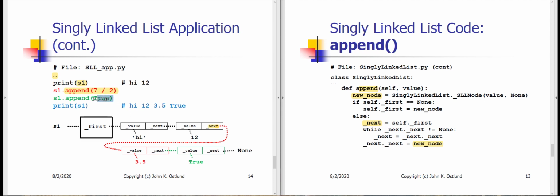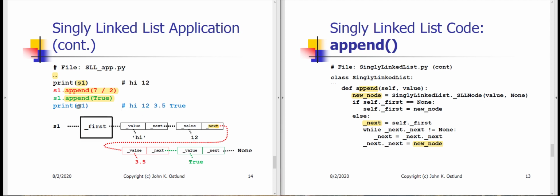But when we then do another append, that append also searches for the end of the list. The end of the list is now following this node containing a value of 3.5. And so we're going to append this new node whose value is the Boolean true, and its next refers to None.